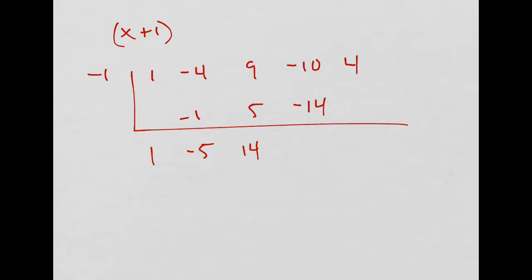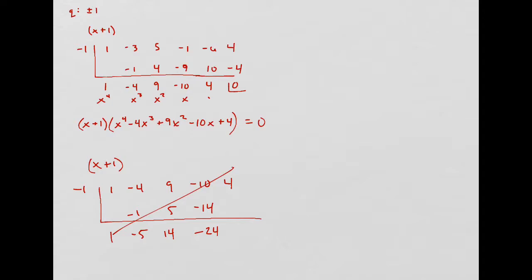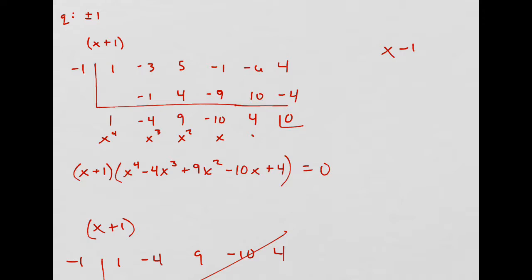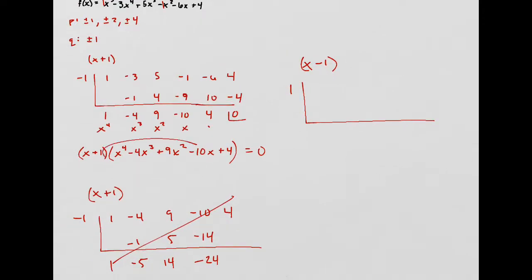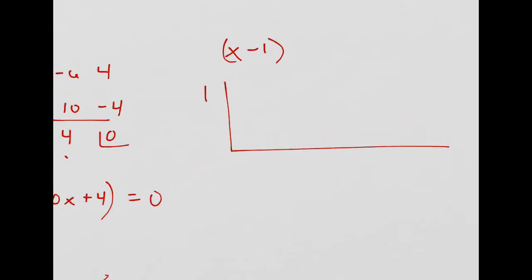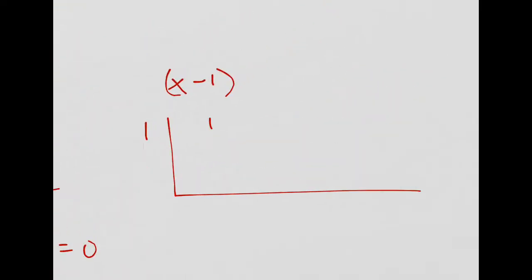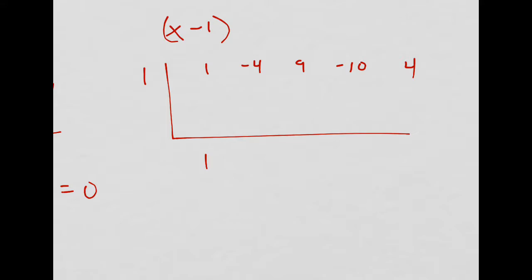That doesn't work. So it doesn't work a second time. Now I'll test out, and I'm just going to keep going. I'll test out x minus 1, which would mean I put in a plus 1 on the side. So I get, again, I'm still using these coefficients. So I would have, what was it? 1, negative 4, 9, negative 10. 1, negative 4, 9, negative 10, 4? Yes. All right.